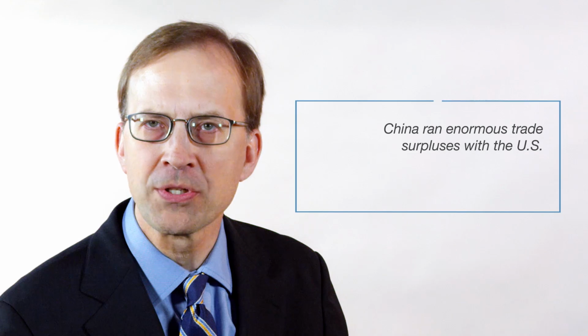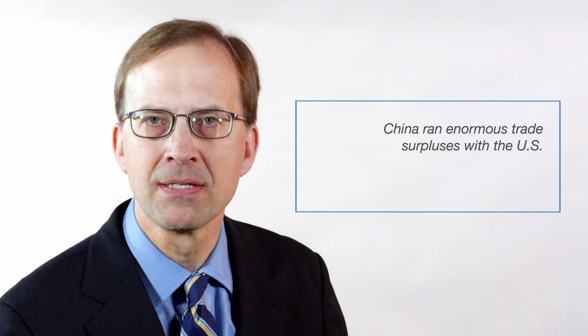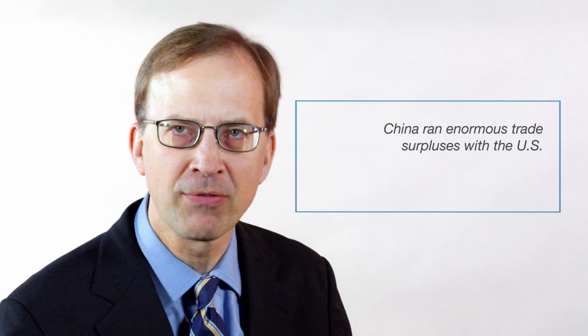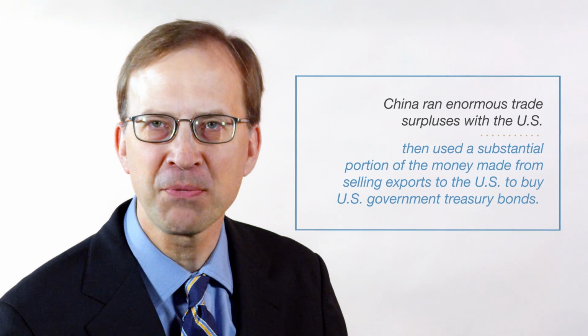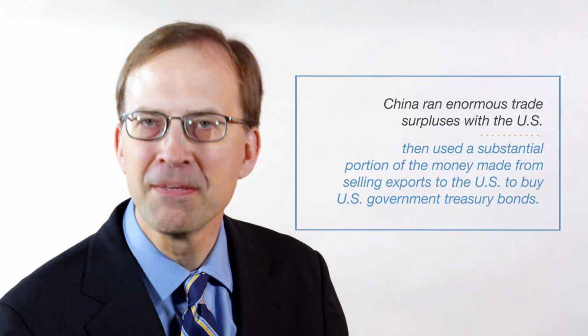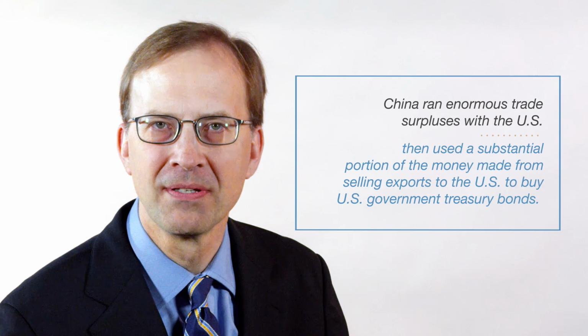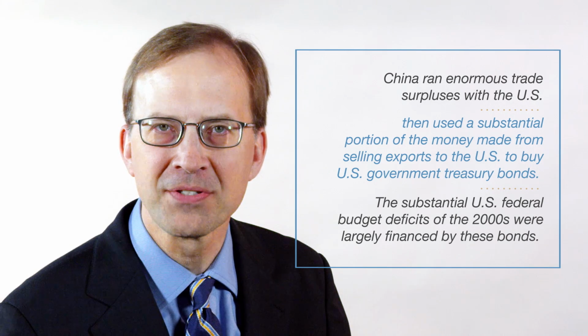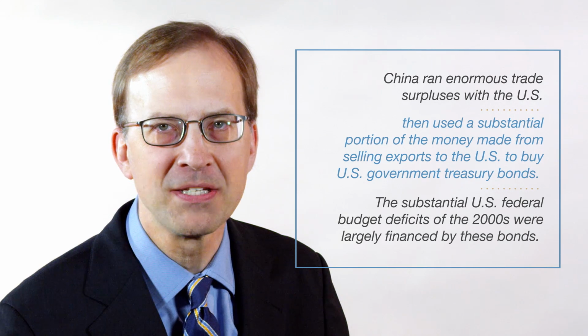China ran enormous trade surpluses with the United States, meaning that it sold more merchandise to the United States than it bought from us and then used a substantial portion of the money made from selling exports to the United States to buy U.S. government treasury bonds. The substantial United States federal budget deficits of the 2000s were largely financed by these bonds.